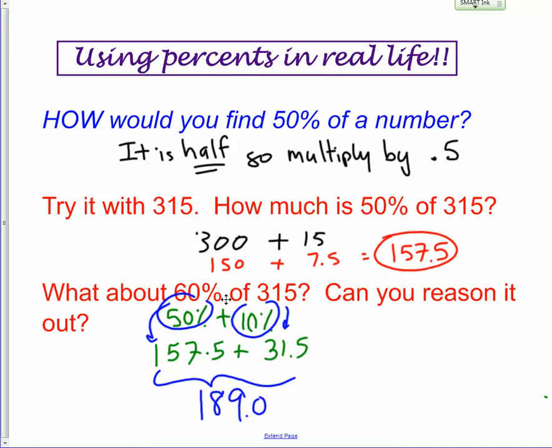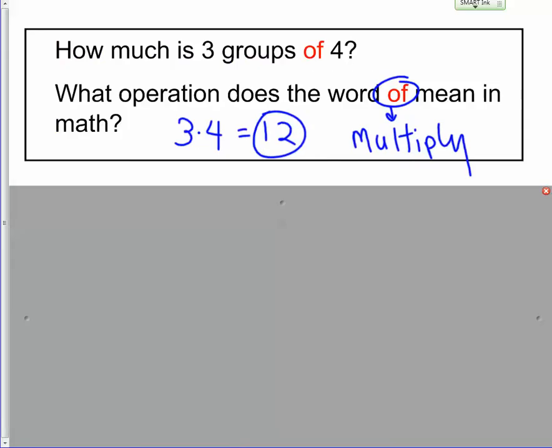And then I said, what about 60% of 315? Can you reason it out mentally? So we talked about 50% and 10% is 60%. And you know what 50% is. And to find 10% of 315, remember you just take a tenth of 315, which is 31.5. And if you add these together, you get 189. And 189 is 60% of 315.